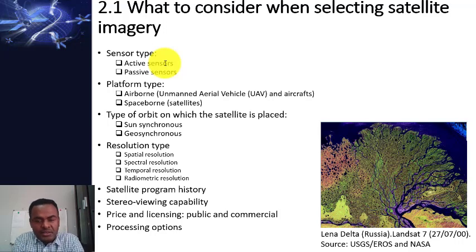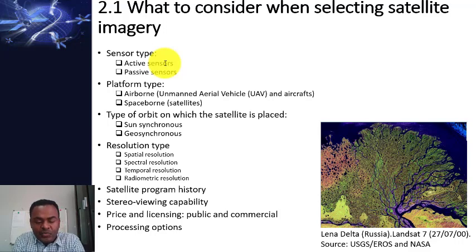The other factor that determines the quality of the satellite imagery is the platform type. The platform is the device or material on which the sensor is placed. The camera or the sensor may be placed on an airborne device or a spaceborne device. If it is airborne, it could be an unmanned aerial vehicle, called a UAV or drone. The camera may also be mounted on an aircraft. These are called airborne remote sensing systems. Usually airborne remote sensing systems fly very close to the Earth's surface, so the imagery from these airborne systems usually has high spatial resolution.